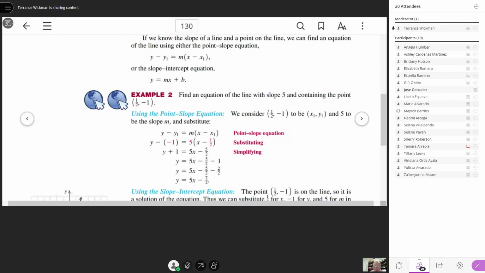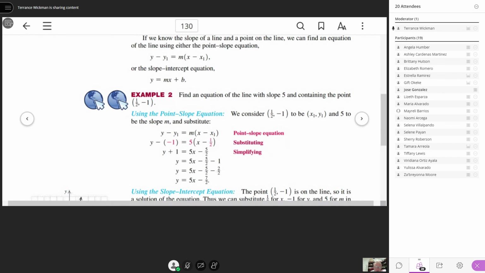So take y minus y1. So y minus y1 would be y plus 1, because this is negative 1 is your y. Equals the slope, that's 5 times x minus x1, which is 1/2. Now notice y minus negative 1 gives you y plus 1. You factor out the other side, you get 5x minus 5/2. To get y by itself, you've got to subtract 1 from both sides. That gives you y on the left, but if you subtract 1 on the other side, 1 with the common denominator 2 is really 2 over 2. Anything over itself is 1. That's how you get 7 over 2.